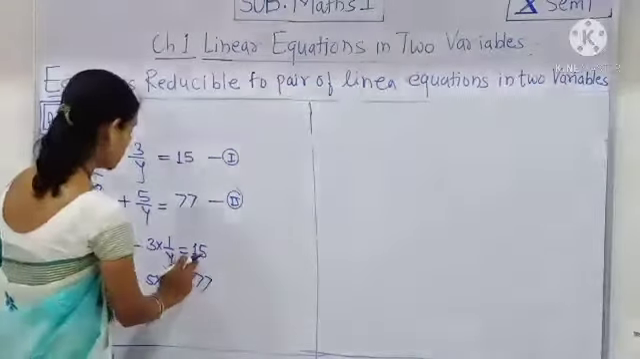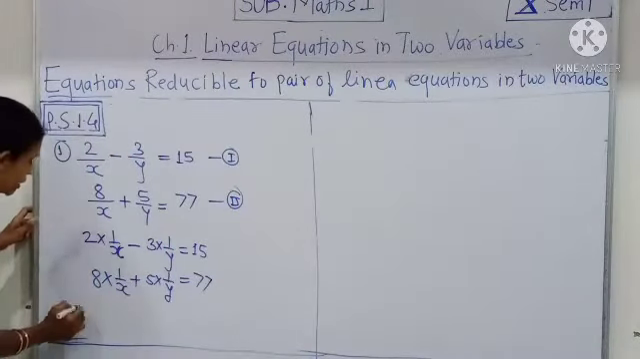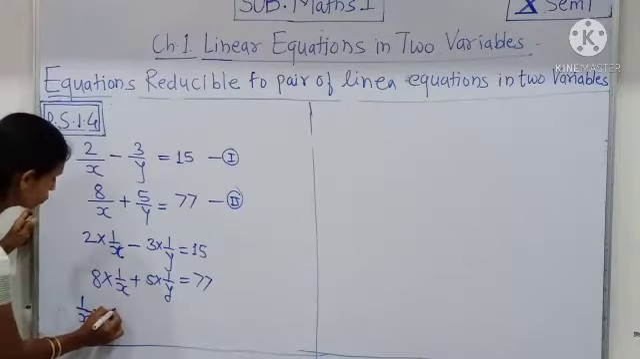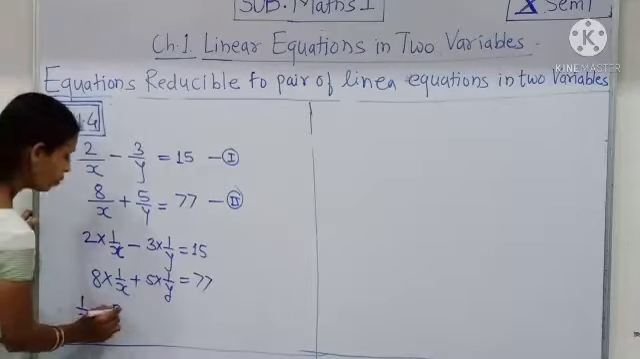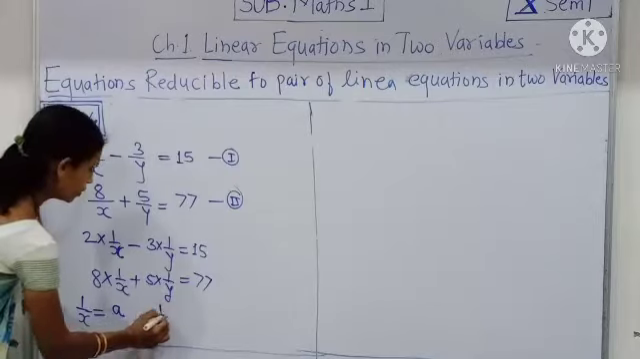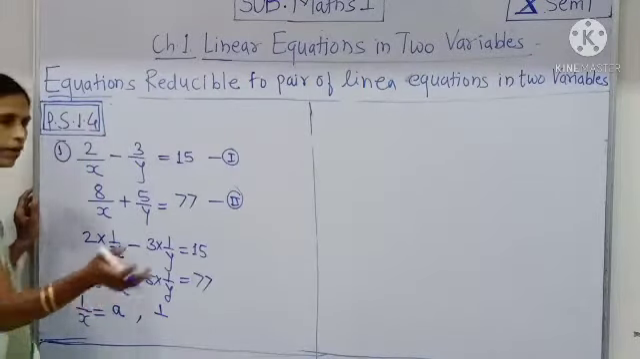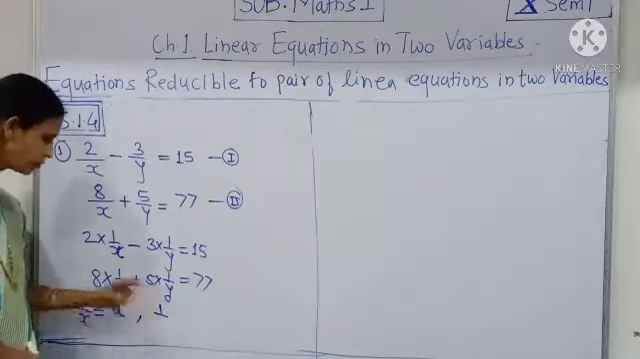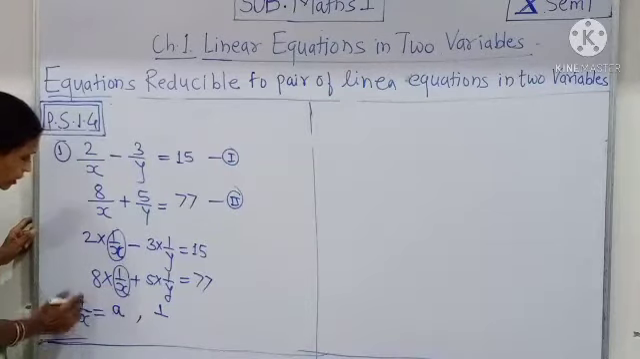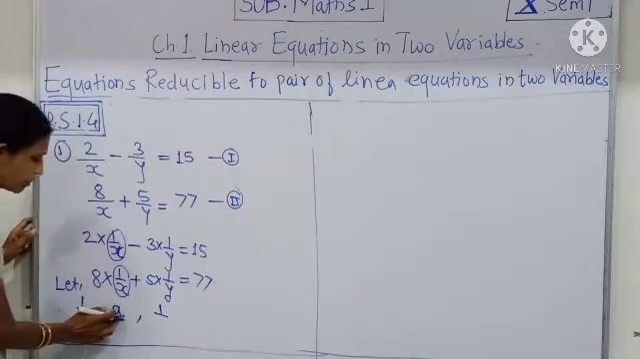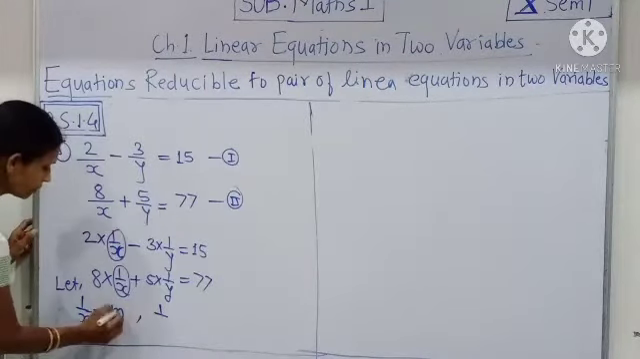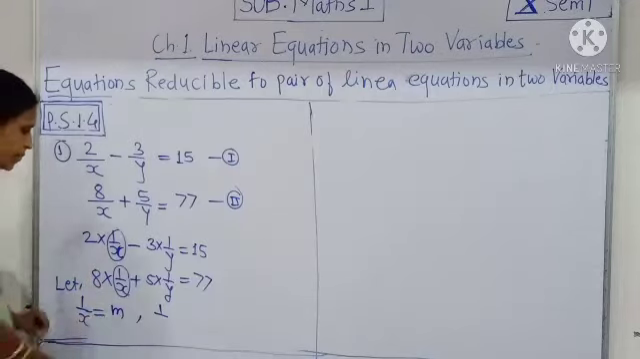Then here, 1 upon x is common in both equations. We can consider any variable except x and y. Therefore, let us consider 1 upon x as a or p, or it may be L, M, N. Consider 1 upon x is equal to M and 1 upon y.